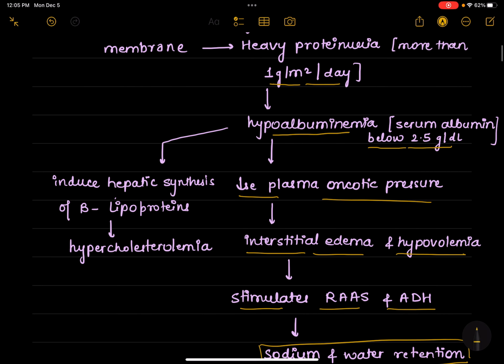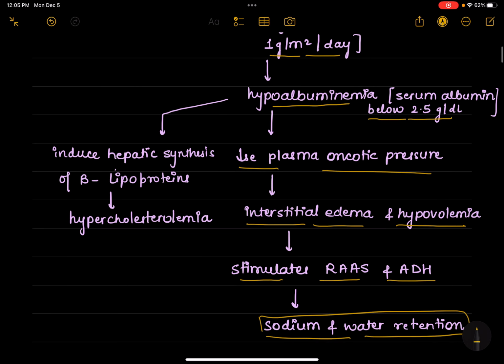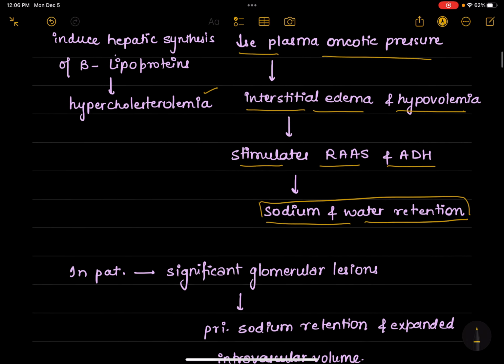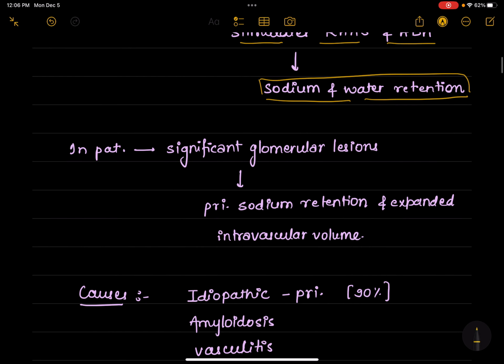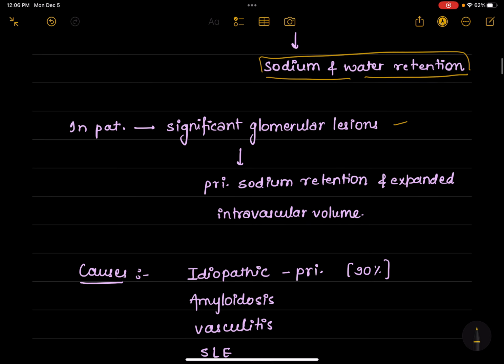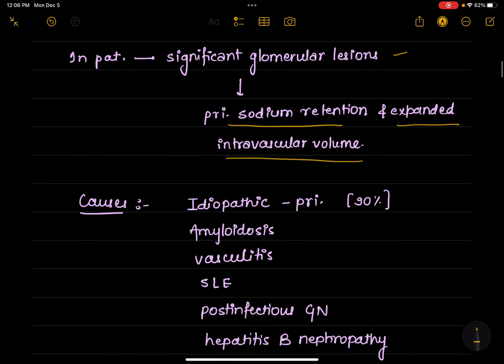Hypoalbuminemia also induces hepatic synthesis of beta lipoproteins, which will result in hypercholesterolemia. In some patients, there are significant glomerular lesions which will have primary sodium retention and expanded intravascular volume.